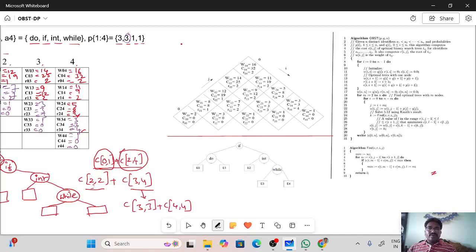If we follow the dynamic programming method to construct the optimal binary search tree, then what is the time complexity? The time complexity depends on the tabular size. Then what is the table size? N plus 1 into n plus 1. Then what is the higher term? N square. Good. So the time complexity is order of n square.